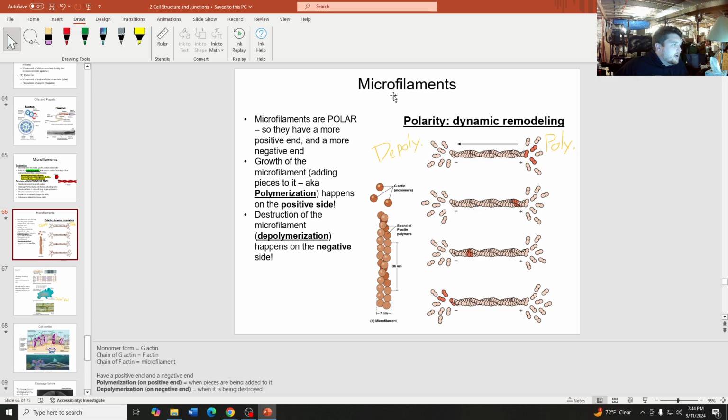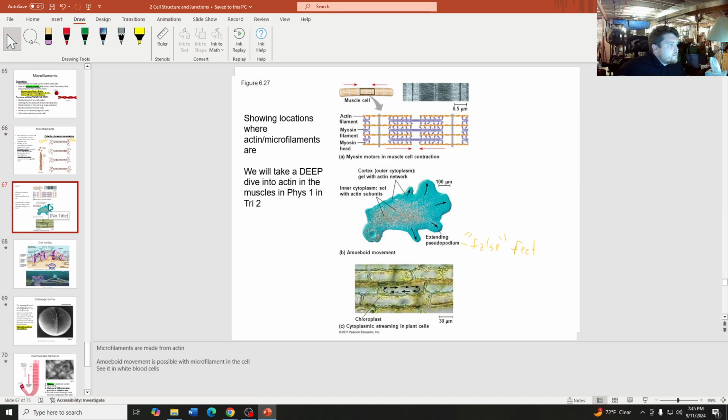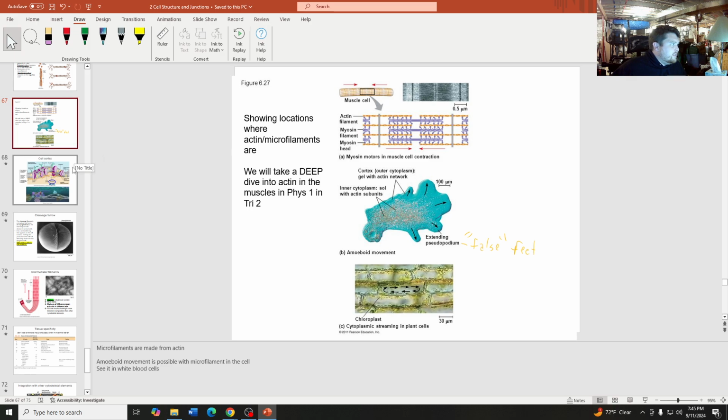Okay. Microfilaments, more about microfilaments. The microfilaments are polar, so you have a positive side and a negative side, and from the positive side you get polymerization or building of it. From the negative side you get the breaking down or the depolymerization of it. This is more just actions of that, some of those functions that we see here. More of like the muscle type cells in this motor muscle contraction. We'll look a lot deeper into that in Physiology 1 next trimester.